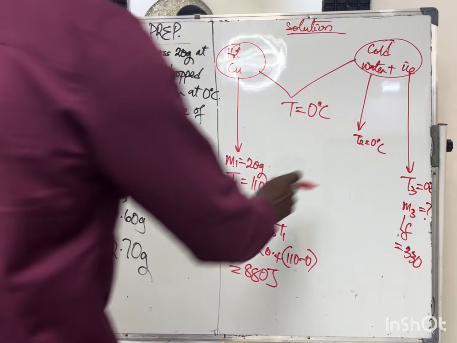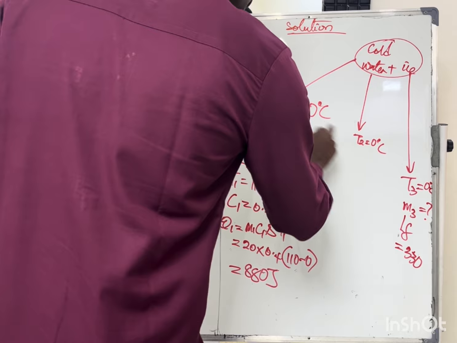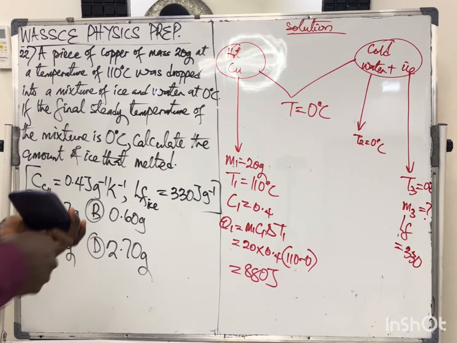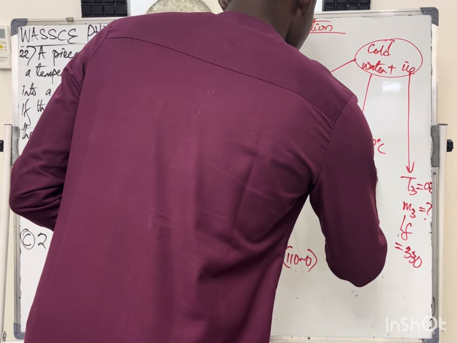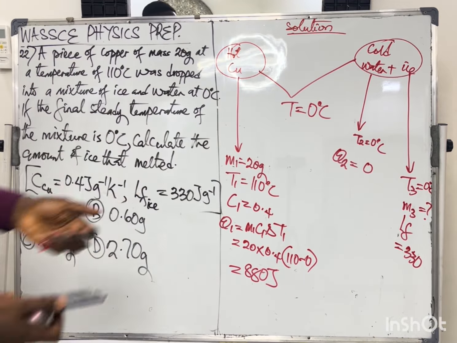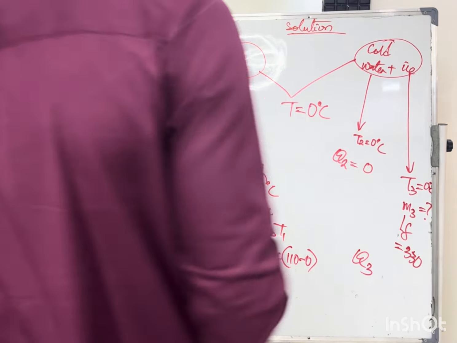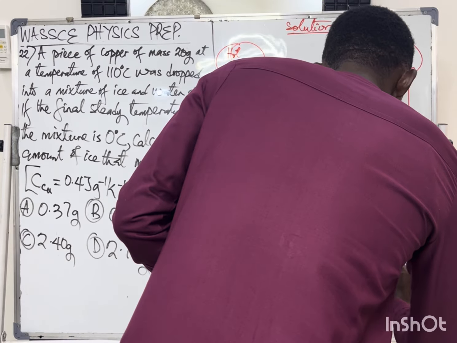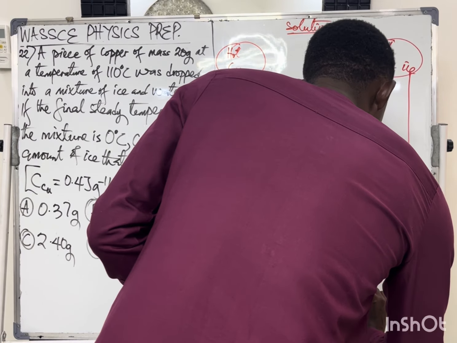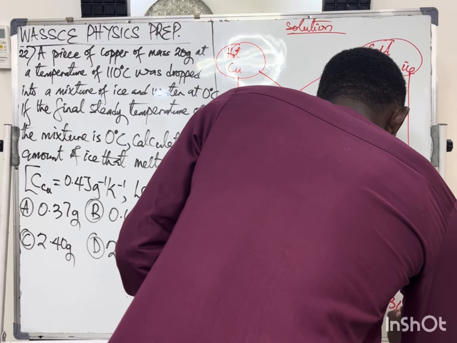Then for the water, you see that the final temperature of the mixture and that of water is the same thing. So whatever we do here, the amount of heat will be 0 joules. So Q2 is automatically 0 joules. How do I know? Because the final temperature of the mixture is 0, and this is 0. If you take the difference, it still remains 0. Then Q3, that is the heat gained by ice at melting, will be M3 L_F, which is the unknown mass times the latent heat of fusion, which is 330.